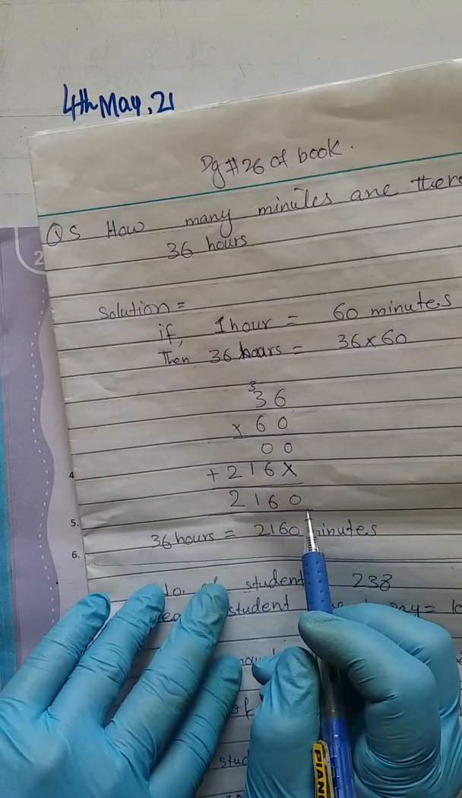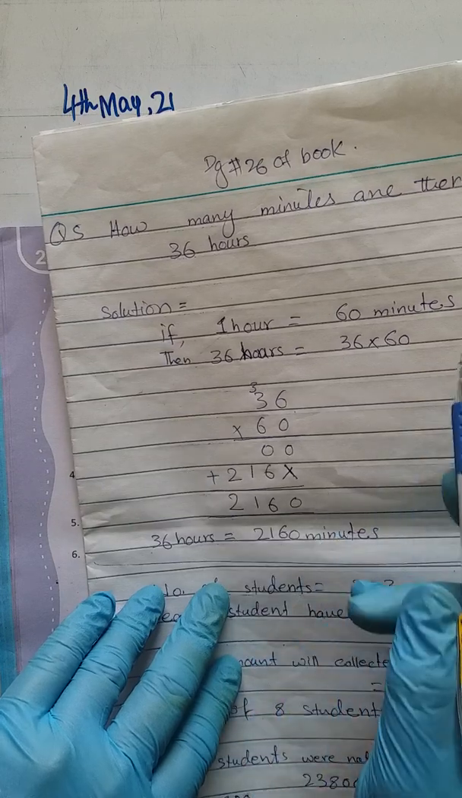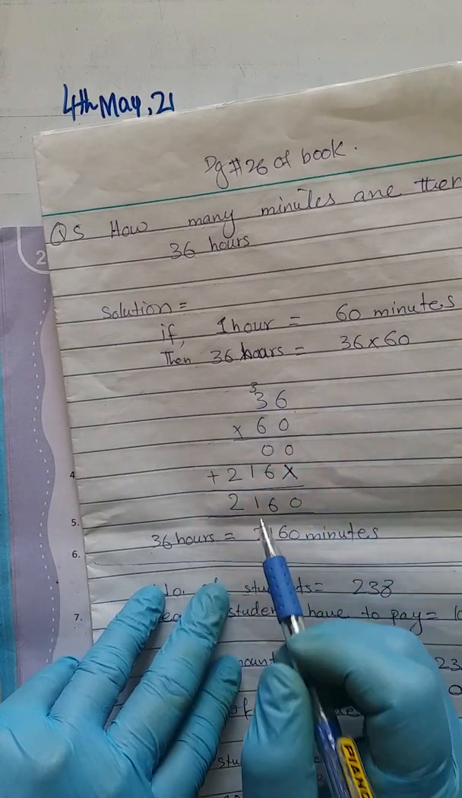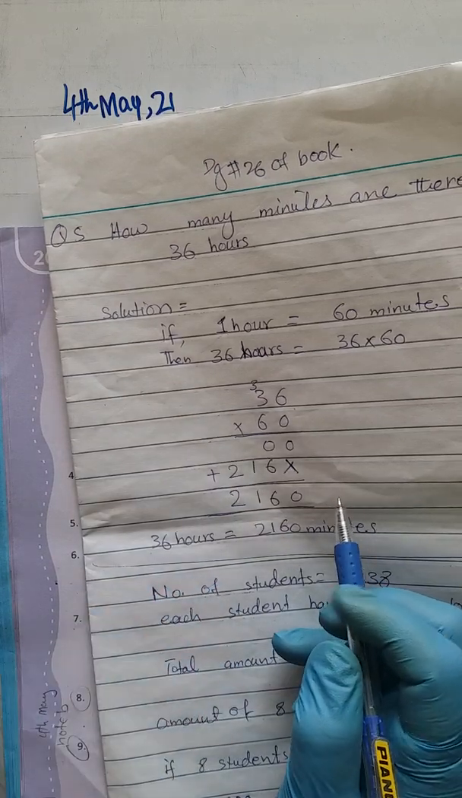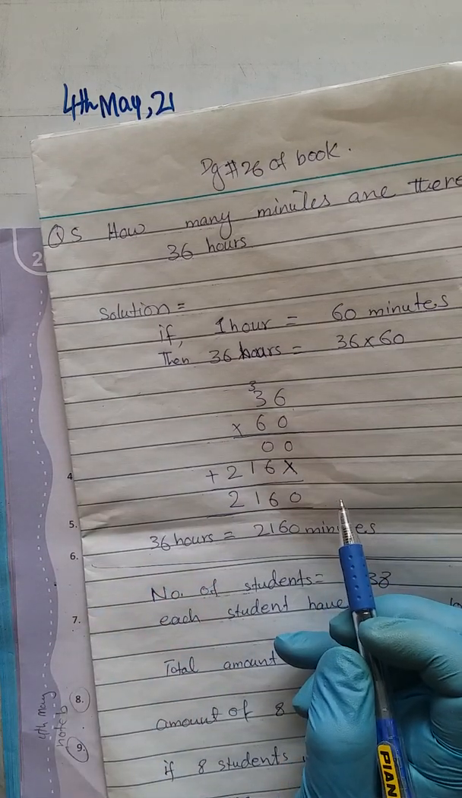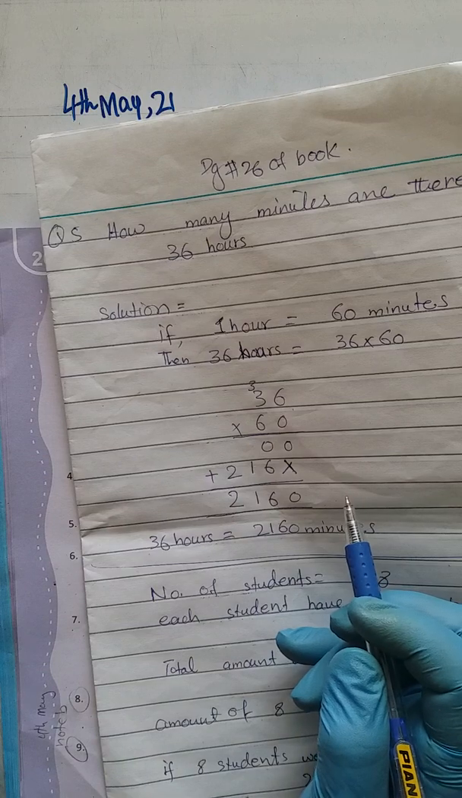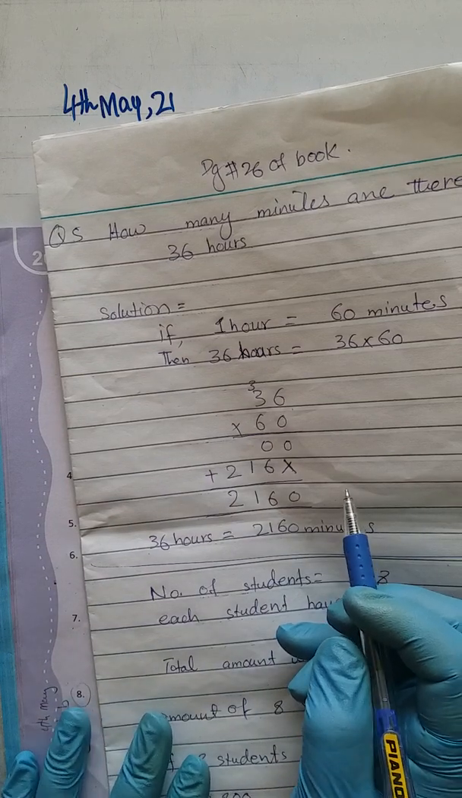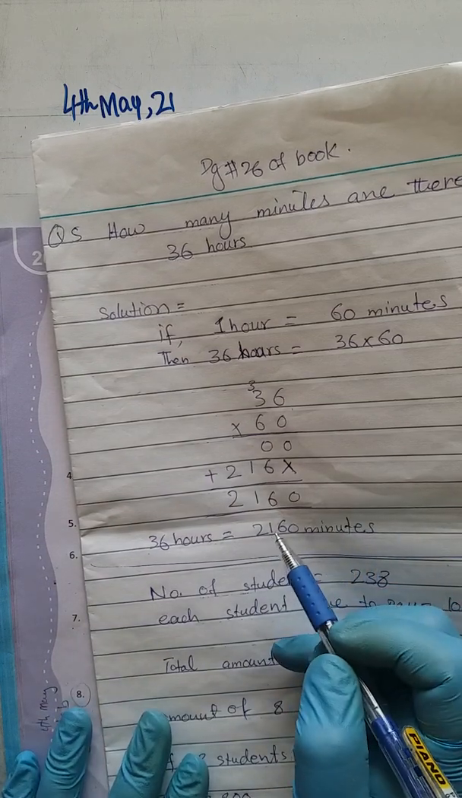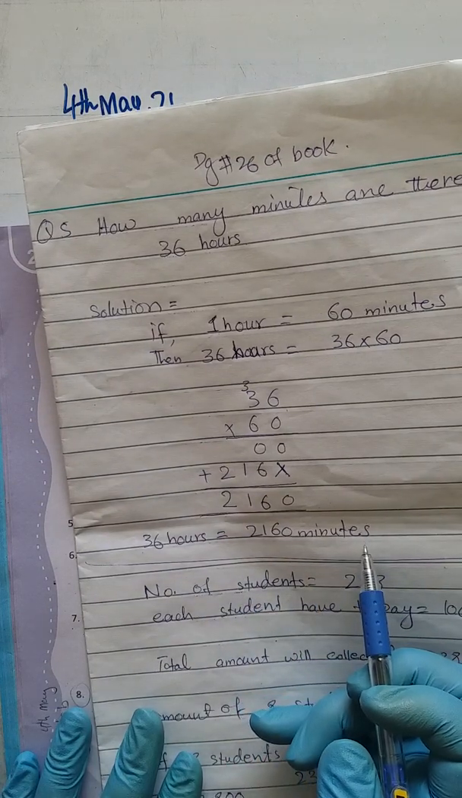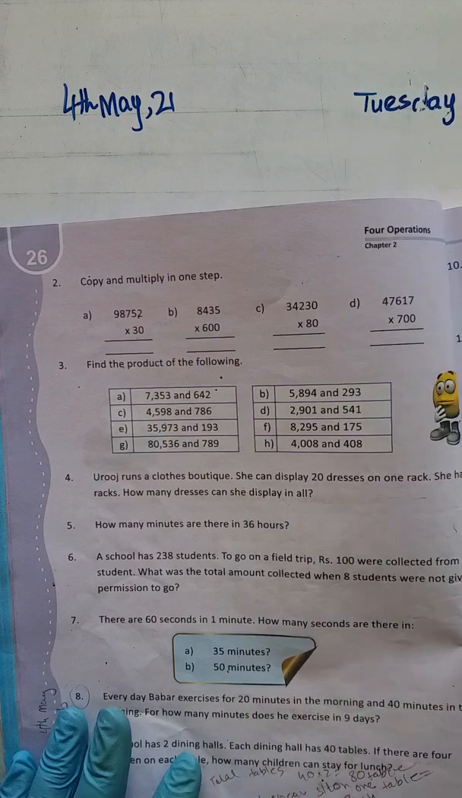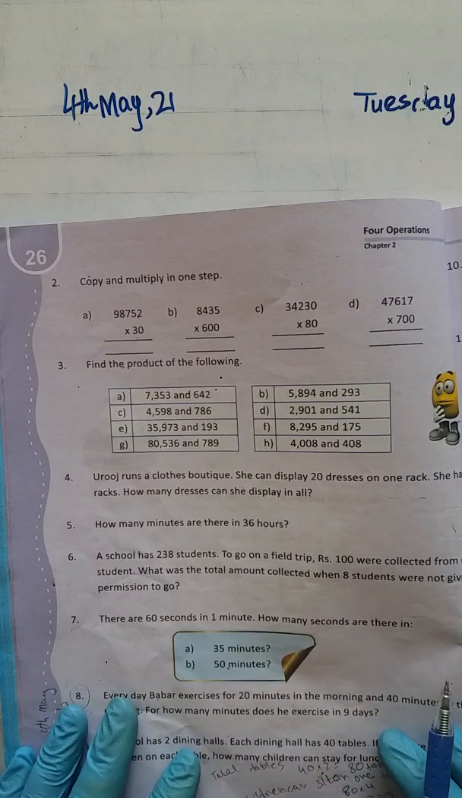2160 minutes. ठीक है? 1 hour में 60 minutes होते हैं, तो 36 hours में कितने होंगे? 2160 minutes. By multiplying 36 with 60, you can find out the number of minutes in 36 hours. Now 36 hours is equal to, you will write the answer here. Now look at question number 6.